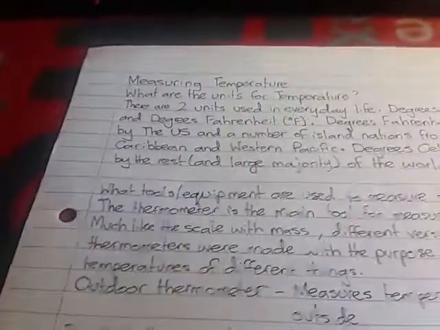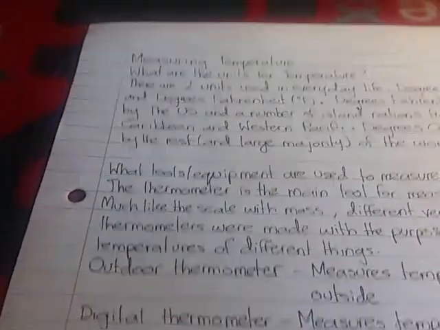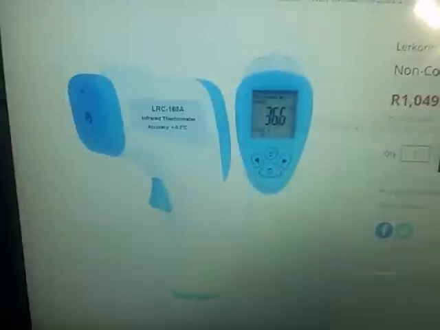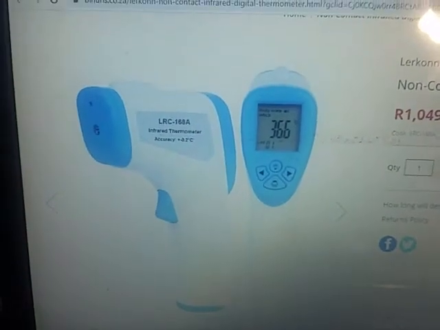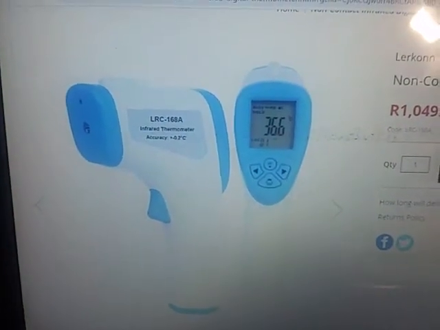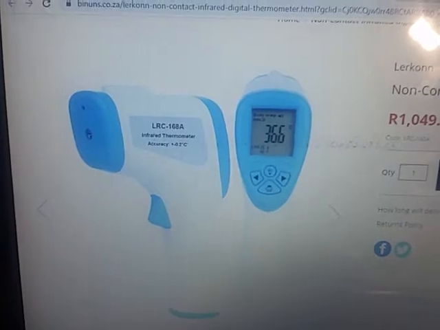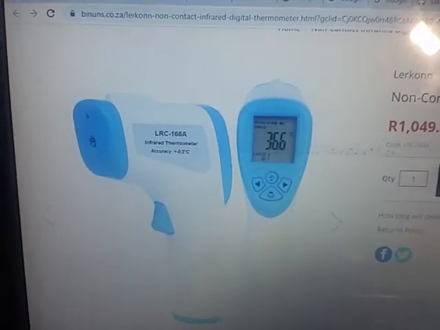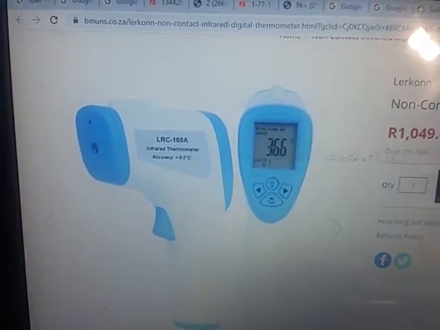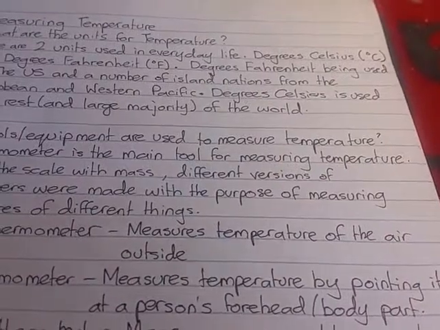The next one is the digital thermometer. These have become very popular of recent because, well, you know why. These are the digital infrared thermometers. These work by essentially pointing them at your forehead or whatever body parts, and they take the temperature of that area in which they are pointing to.